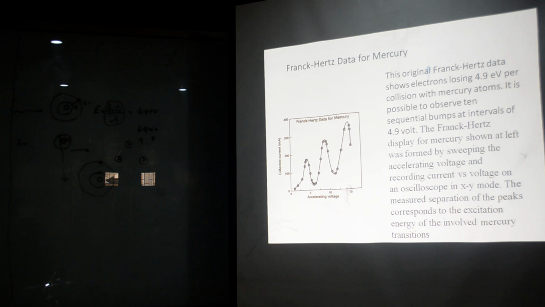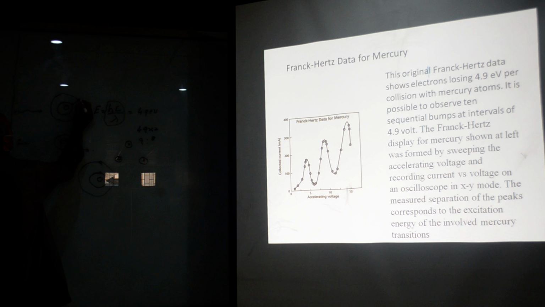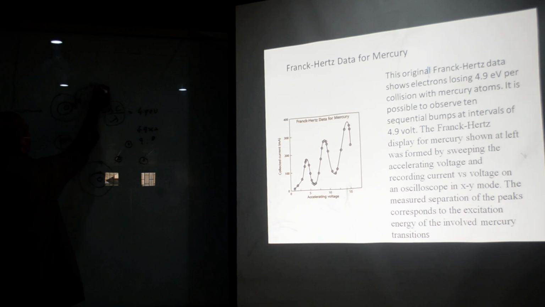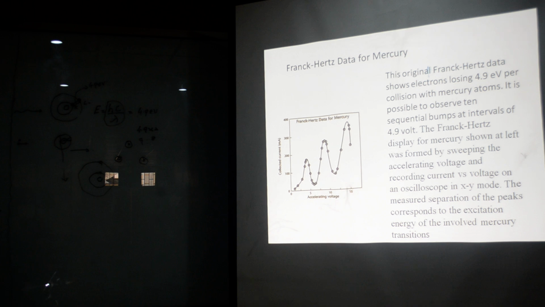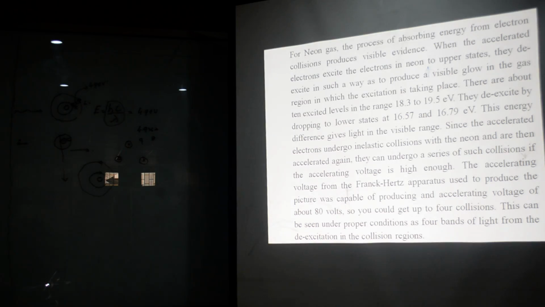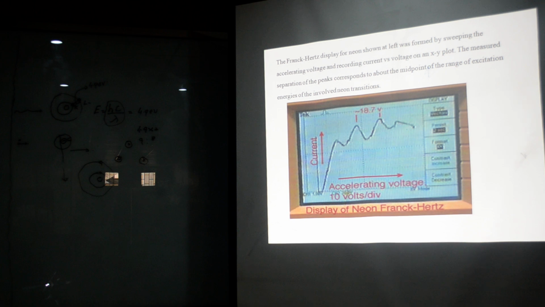The measured separation of the peaks corresponds to the excitation energy of the involved mercury transition. What does it mean? If this is your high energy and this is your low energy, then this difference in energy will be equal to 4.9 electron volt. Emission of the extra energy will also take place in this case. So this is the corresponding value on an oscilloscope. You can see it here, different peaks are given here.